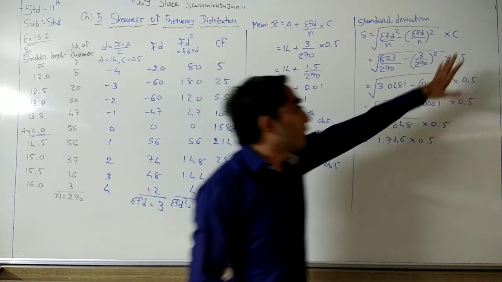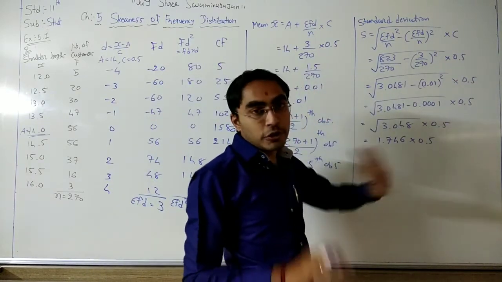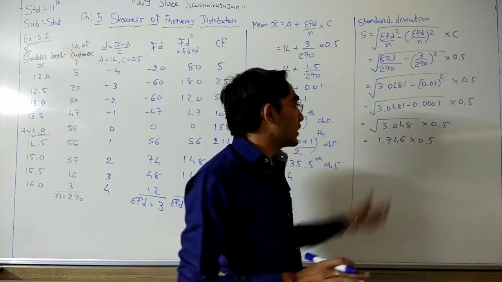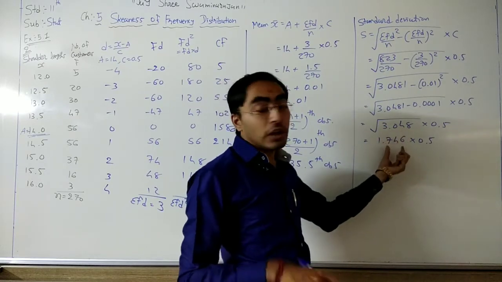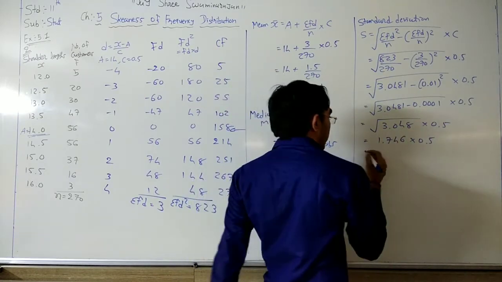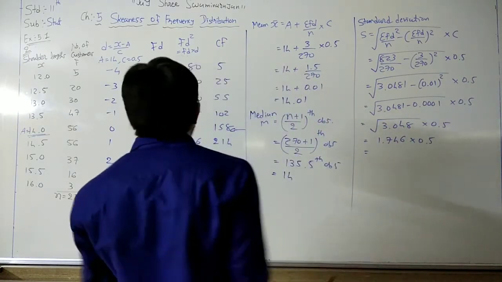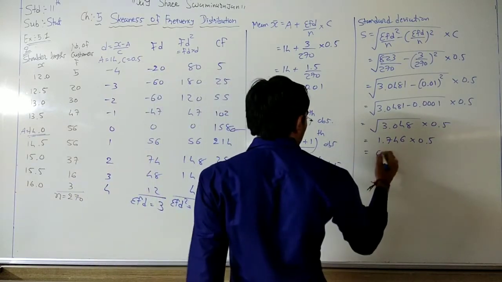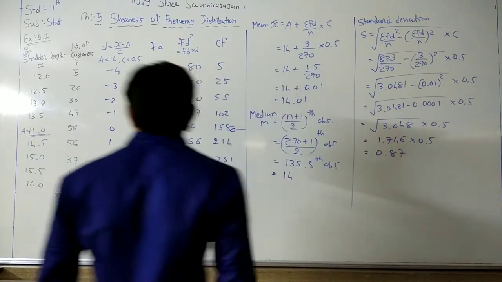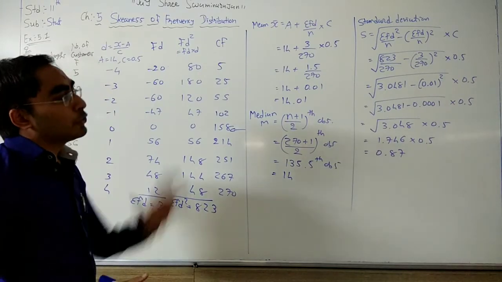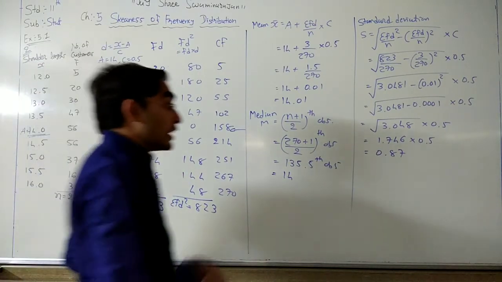This 0.5, up to the last step, you need to put as it is. Find out the answer of the square root, and after that multiply with 0.5. Now multiply 1.746 with 0.5, so the answer is 0.87. So this is the answer of standard deviation.